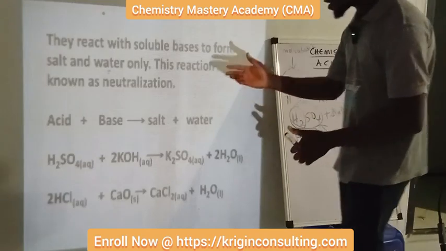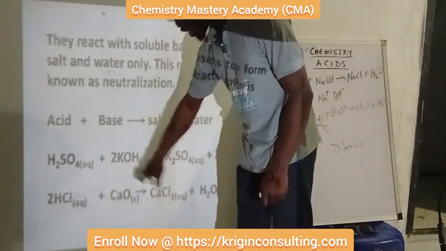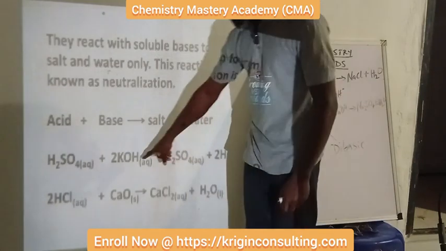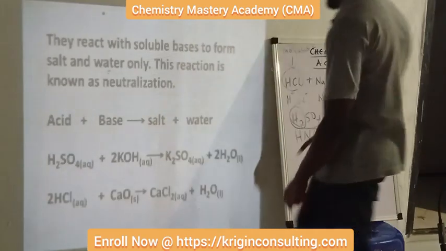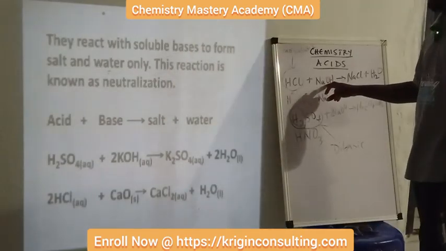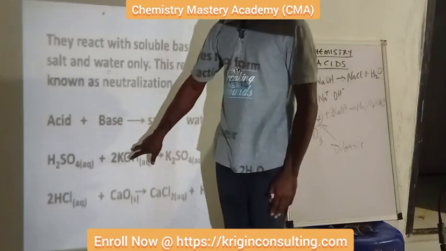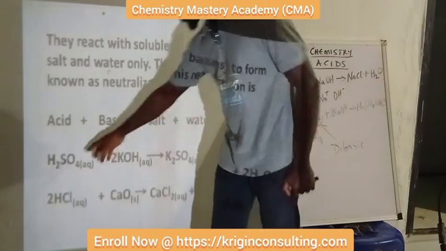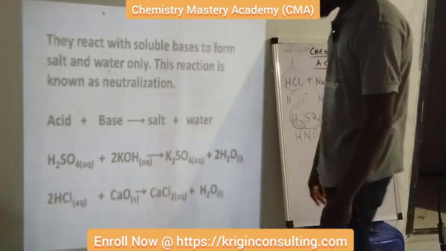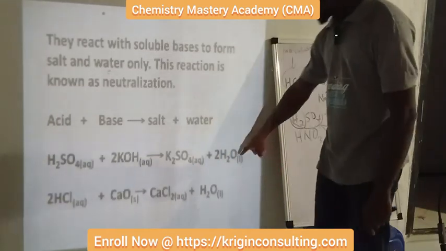Moving further, let's look at some of the examples we have on the board. So H2SO4 reacting with KOH. Now, KOH is a soluble base. Remember, when we wrote on the board, we used sodium hydroxide, right? But now, in this other example, we have potassium hydroxide. So when H2SO4 reacts with potassium hydroxide, it forms K2SO4, which is a salt, and then water.